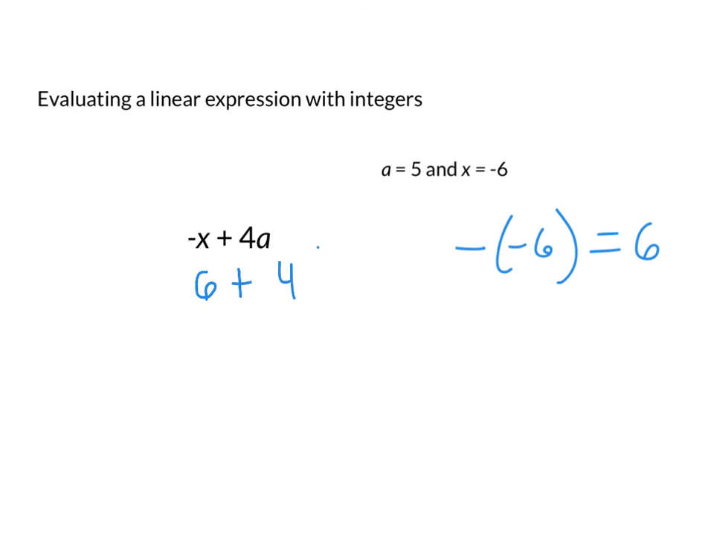Plus 4 times a, which is going to be 5. So 4 times 5. So again, order of operations tells us that I'm going to multiply before I add. So 4 times 5 is 20, and 6 plus 20 is 26.